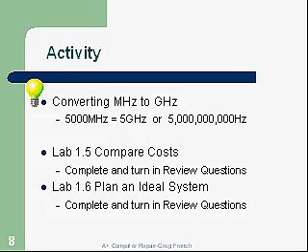And that concludes Chapter 1, Computer Hardware. Next, we'll look at Chapter 2.